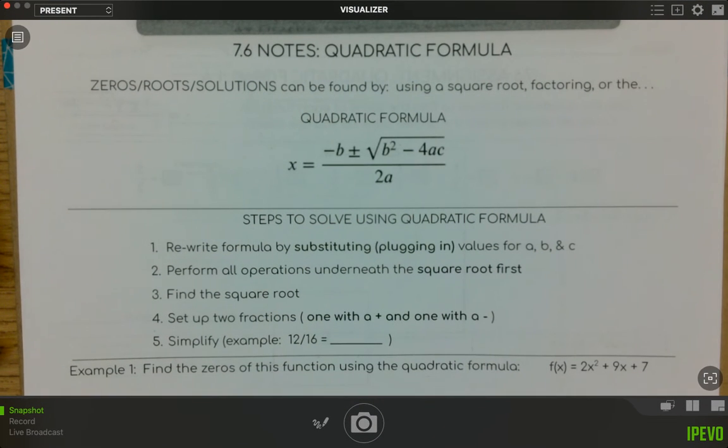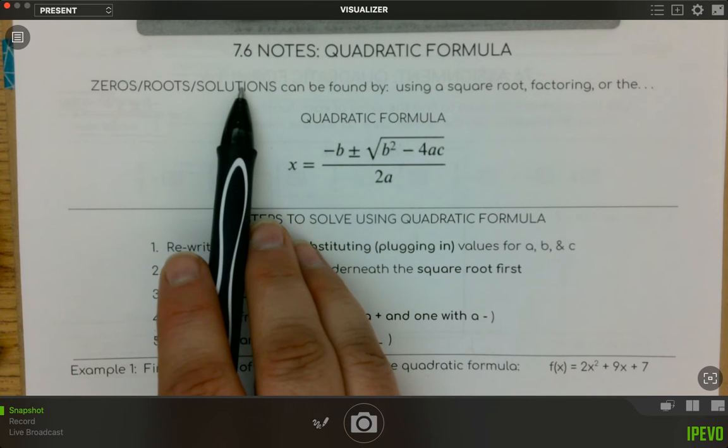Welcome to the 7.6 notes. We are going to be finding the zeros and solutions again today.